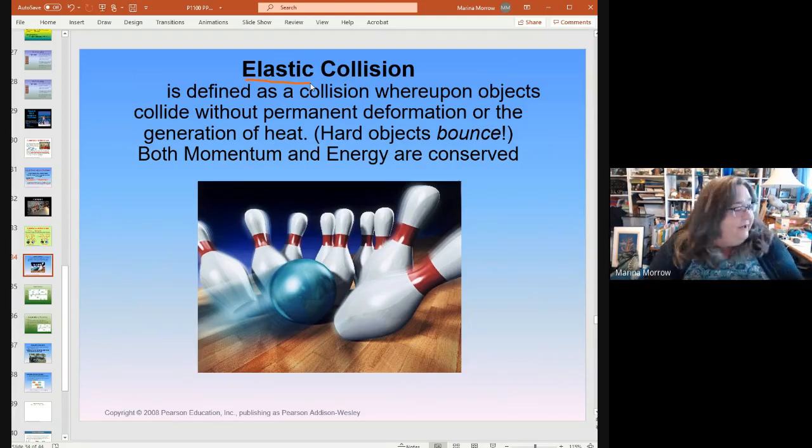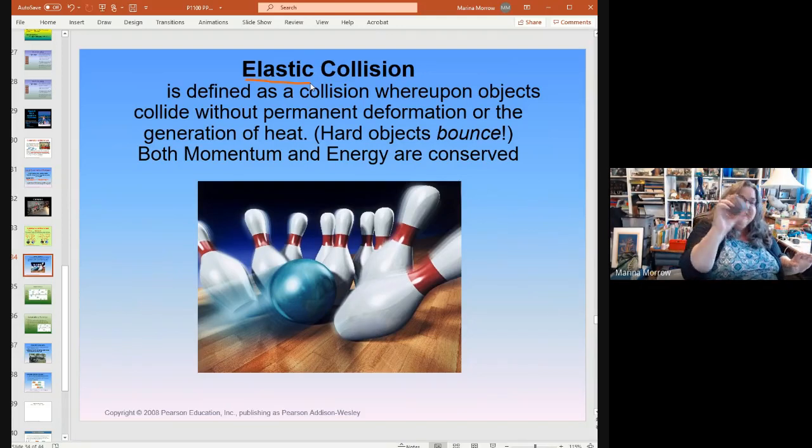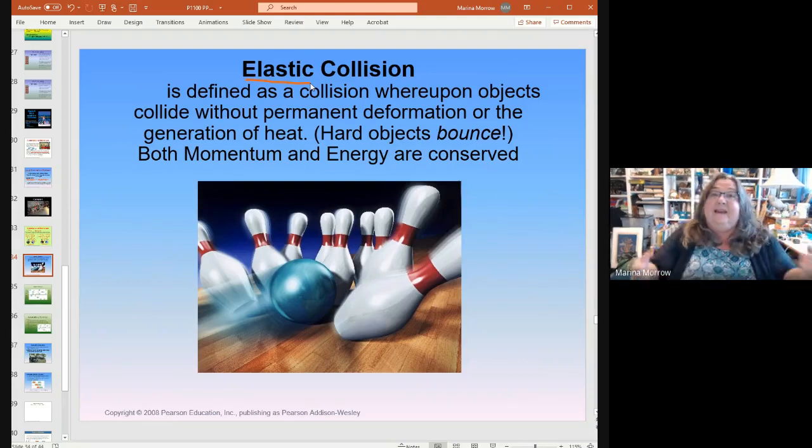And even bouncy balls, I've got some balls here, but the hardest one is the bounciest one, right? Bouncy balls are usually harder than softer balls, like a tennis ball. You want a good bounce, you don't want a soft tennis ball or a soft basketball. You want the hard one, right? That will give you better bounce.